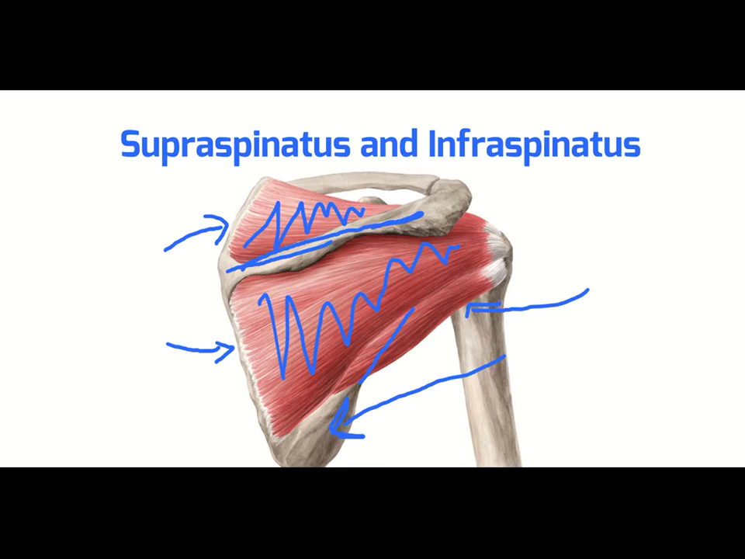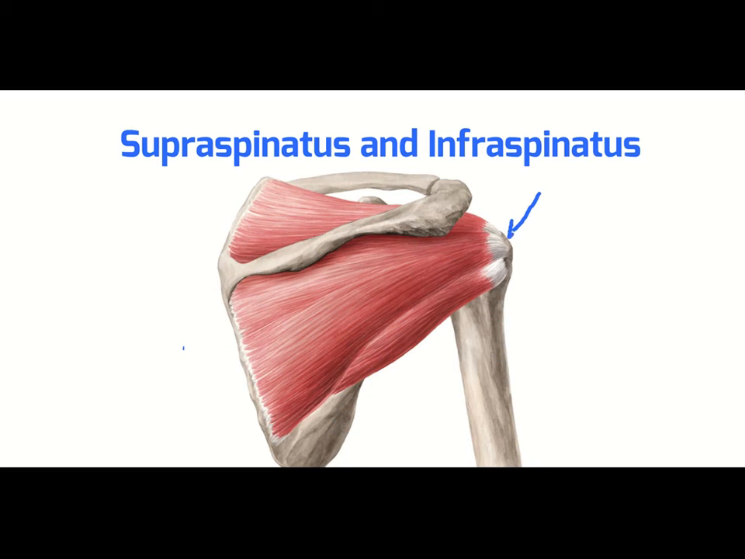The supraspinatus originates in the supraspinous fossa of the scapula, so that whole area is considered its origin, and then it inserts on the superior portion of the greater tubercle. It's innervated by the suprascapular nerve, and it helps to abduct the shoulder, and then as a member of the rotator cuff, it's also responsible for stabilizing the humerus in the glenoid cavity.